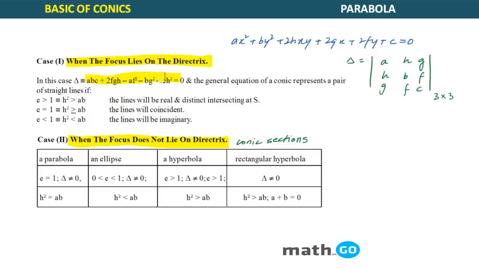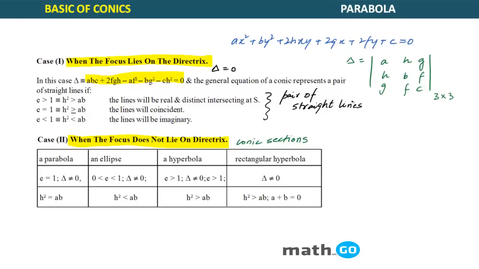So no need to remember. In fact, you cannot remember such a big value. So we are just highlighting how you have to remember this delta. If the focus lies on the directrix, then the condition for this is that delta will be equal to 0. And if delta is equal to 0, then you will be considering a pair of straight lines. That is the only possibility. So we'll talk about a pair of straight lines if delta is equal to 0.